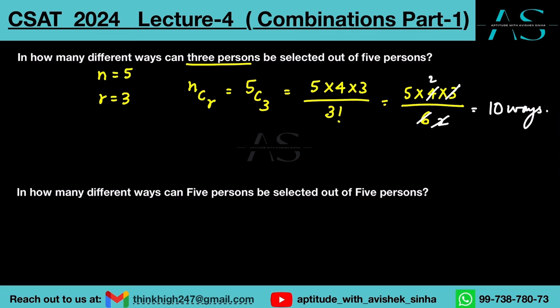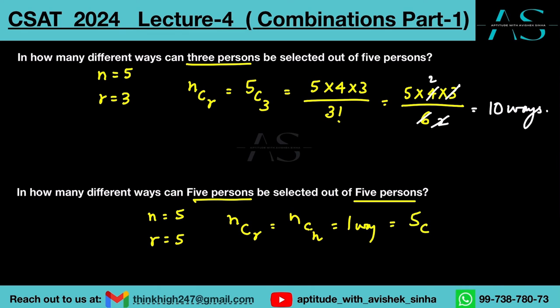Done. Next. How many different ways can 5 persons be selected out of a total of 5 persons? N value is 5, R value is 5, therefore NCR becomes NCN, and we know NCN is one way. We can always check this as 5C5. It is 5 into 4 into 3 into 2 into 1 upon 5 factorial. One way.